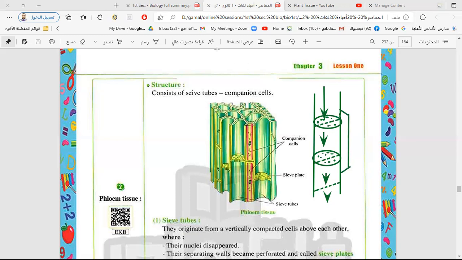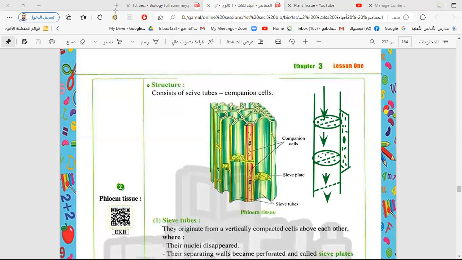The companion cell here contains a nucleus and cytoplasm, and it contains also mitochondria. So it can make energy. It can produce food and it can make energy. It can burn glucose and produce energy and give this energy to the Sieve Tube to help it to translocate, to transport the ready-made food. So the energy comes from the companion cell.